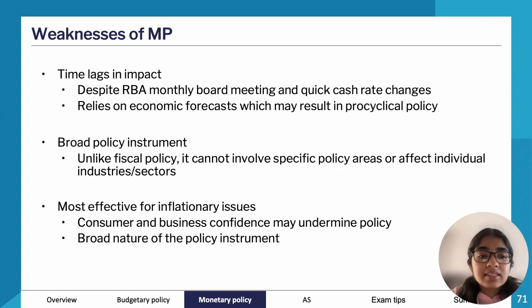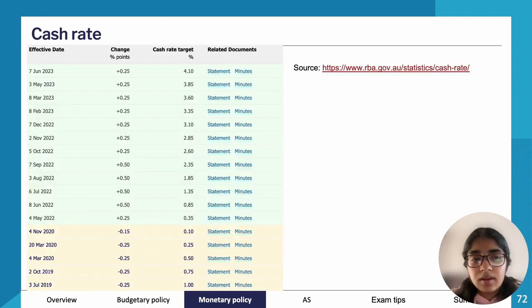At the same time, consumer and business confidence can undermine the policy. Even if, let's say, the cash rate is low and interest rates are low, if people are feeling really unconfident in the economy, they're not going to be very willing to go ahead and borrow money. That can undermine monetary policy. And again, it's a broad policy instrument, so specific industries that are struggling could struggle even more because in general, the economy is doing well.